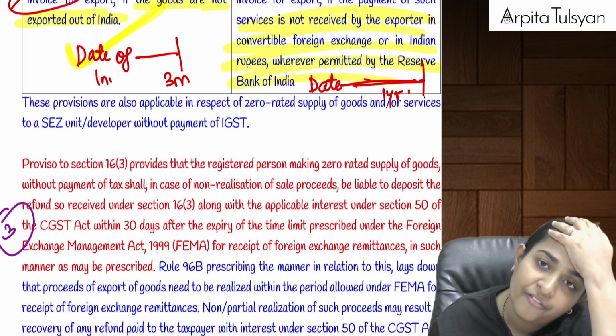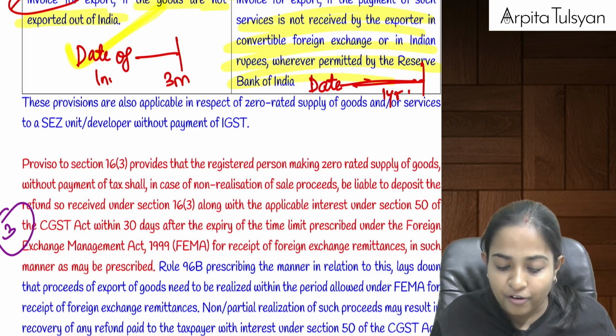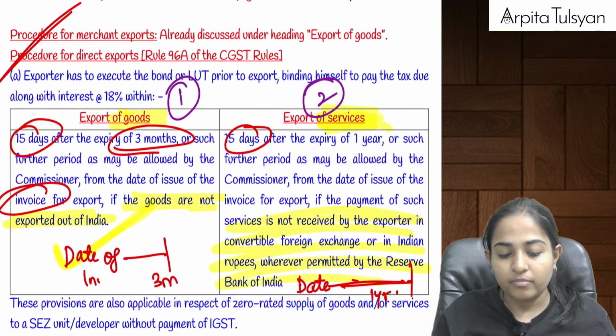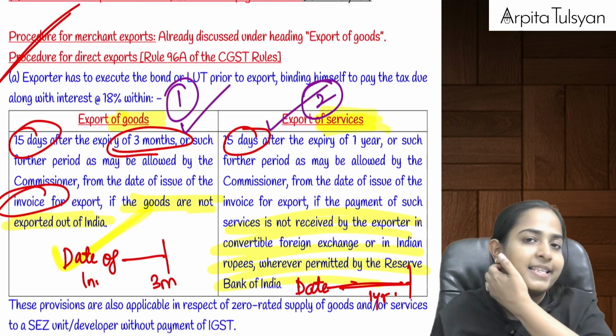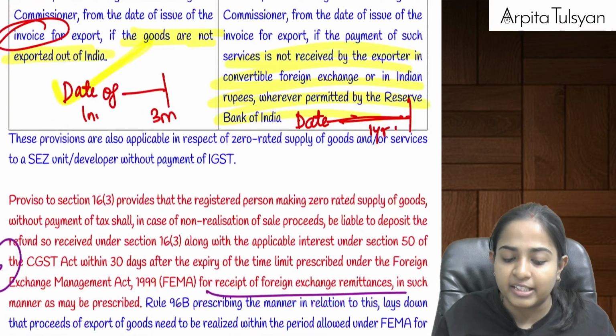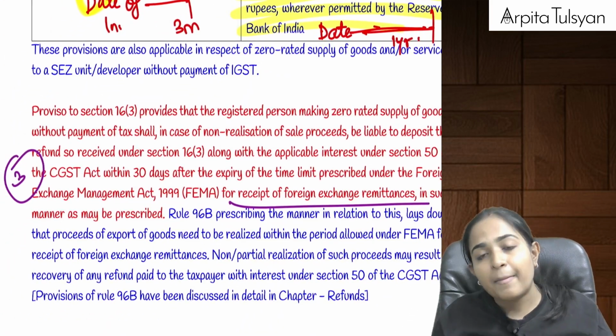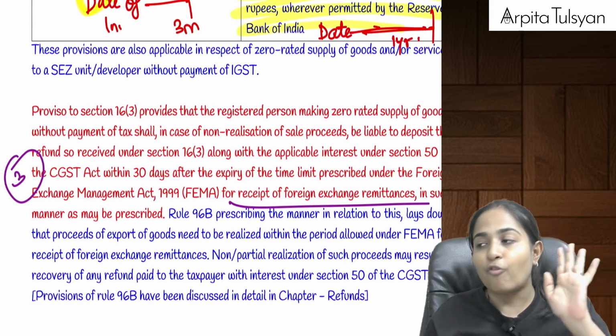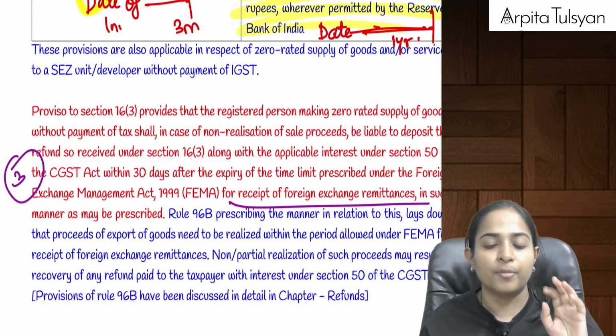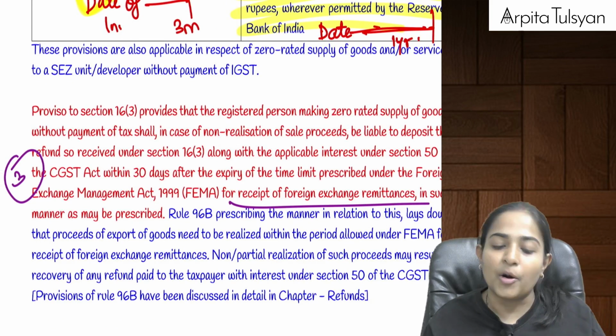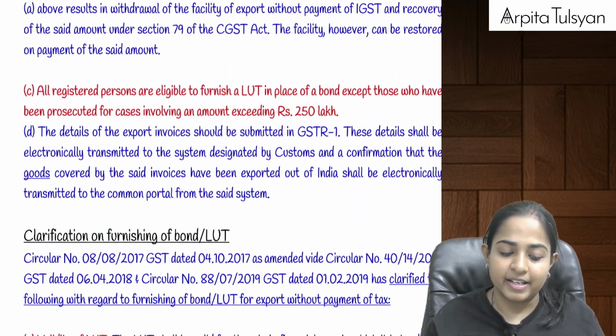Please refund. And suppose if you have not received the money, if you have not realized the export proceeds from the other country within the time permitted under FEMA provisions, then within 30 days, whatever ITC refund you have taken from the government, please pay it back to the government along with interest. Are you clear with this?